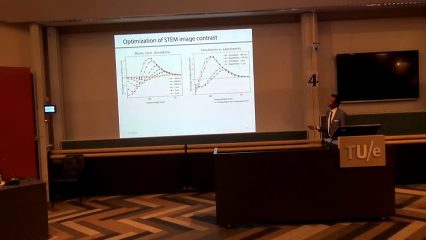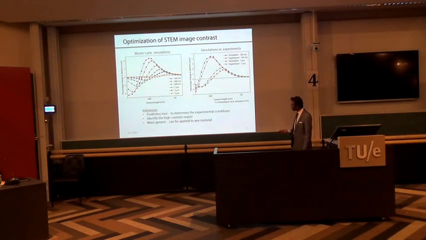In order to validate this Monte Carlo simulation, we carried out experiments also, which match closely with the simulation. So overall, this simulation toolbox can be used as a predictive tool to identify whether the experiment is possible or not, and also mainly to identify the high contrast region. And this toolbox is more generic. It's not just limited to the carbon nanotube polymer system. It can be applied to any material of our own interest.